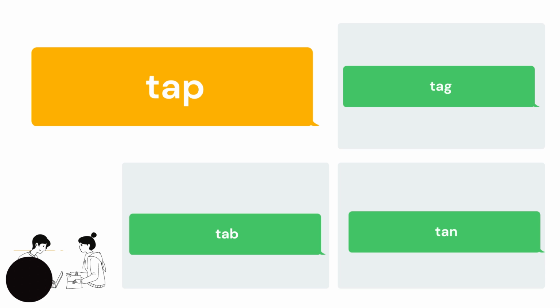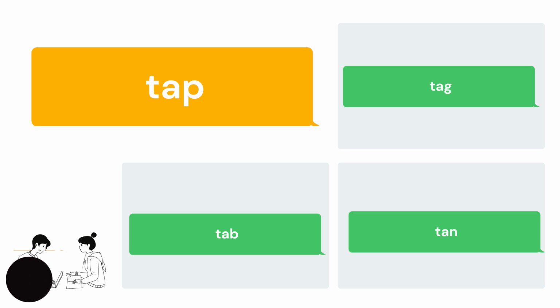Hi everyone, I want you to take a look at your screen and pronounce the following words on your own. We have the words tap, tag, tab, and tan. Now I want you to identify the element that separates the word tap from the rest. If you got it right, the element that we're looking for is the letter P, or the sound P.